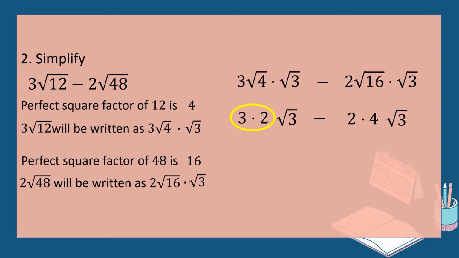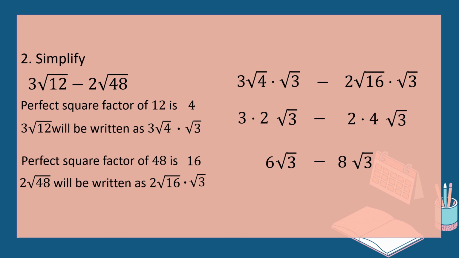3 times 2 is equal to 6. Then don't forget to copy square root of 3. Minus, we get the product of 2 and 4, the answer is 8. Then copy square root of 3.